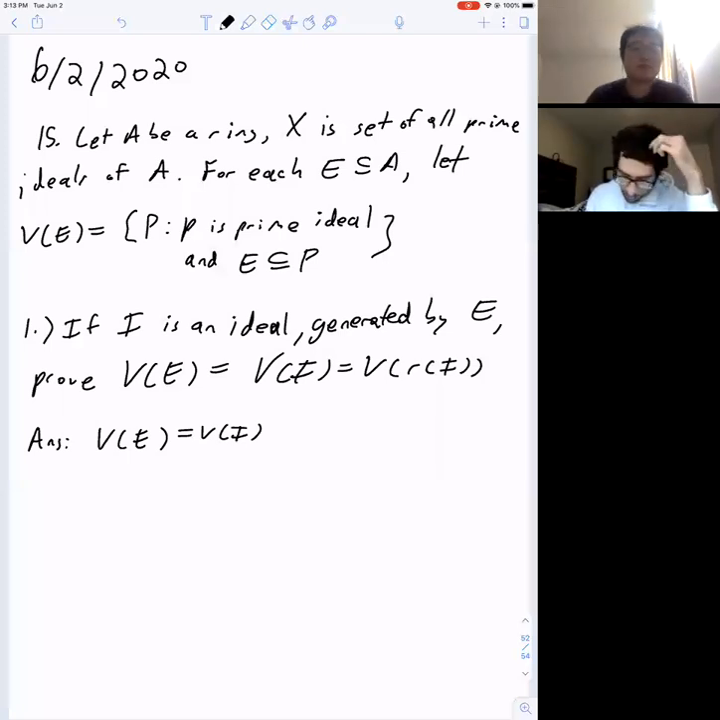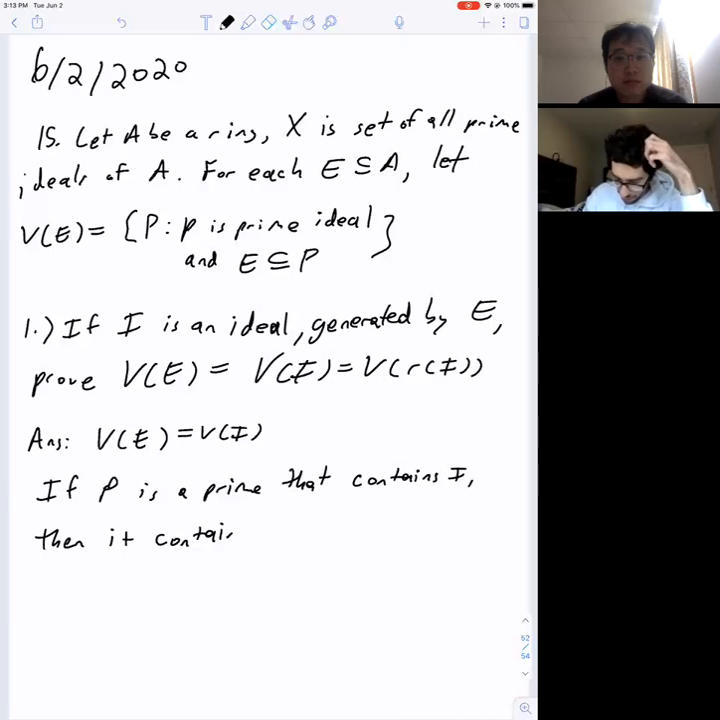Okay? So clearly, if P is a prime that contains I, then it contains E. So we also have that V(I) is contained in V(E), right? And so that proves direction right to left.